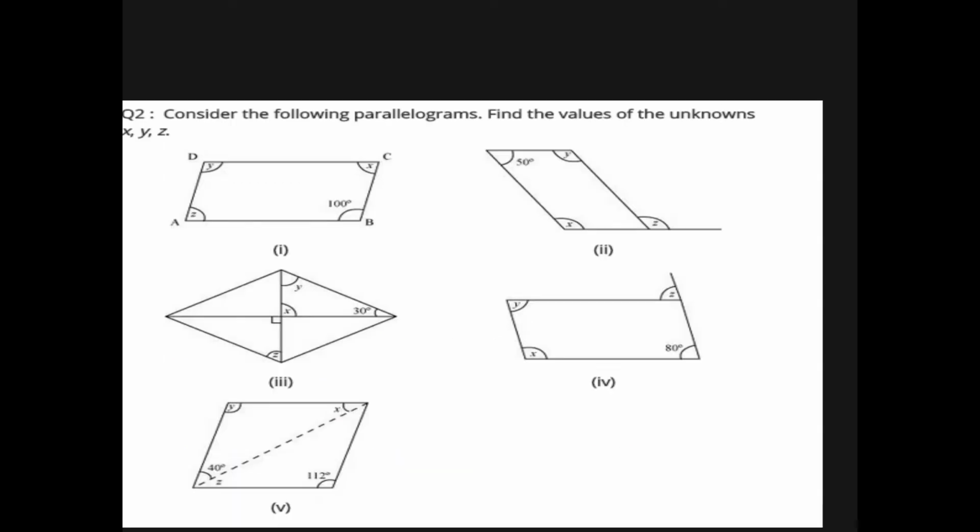Now in the second question, the same property we applied in the first question we have to apply. We have to find the unknown angles. So 100 is equal to y, because 100 and y are opposite to each other. So by the opposite angle property in a parallelogram, y is also equal to 100. Now these two angles are known. Now 100 plus x is equal to 180 degrees.